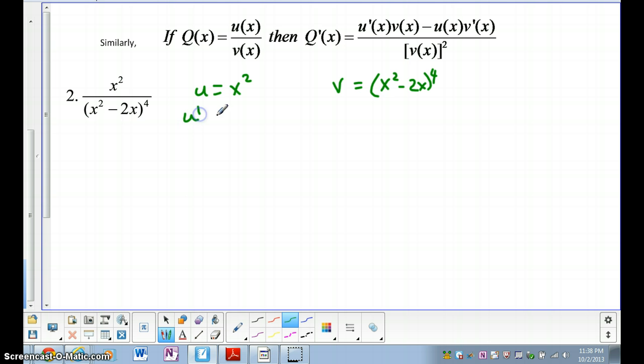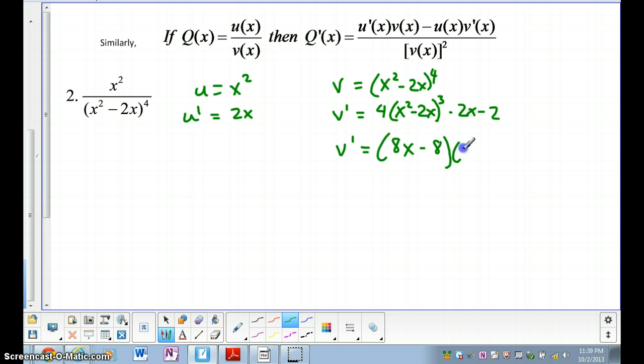But let's go ahead and find u prime. The derivative of u would be 2x. The derivative of v, we'd use the chain rule, so it would be 4 times x squared minus 2x cubed times 2x minus 2. So simplifying that, we'll have 8x minus 8 times x squared minus 2x to the third power.